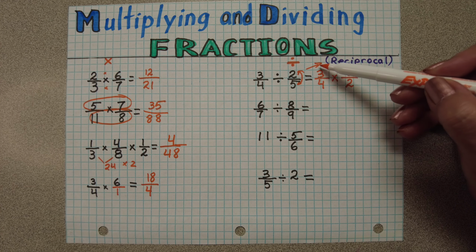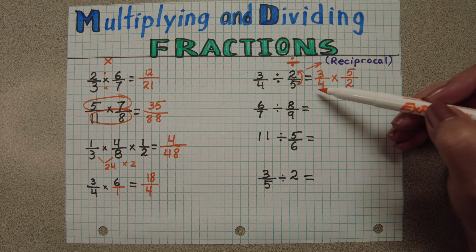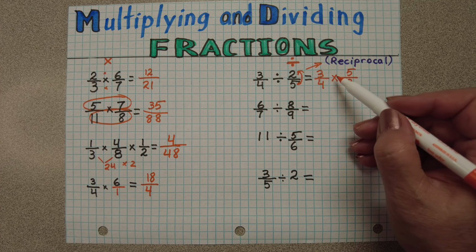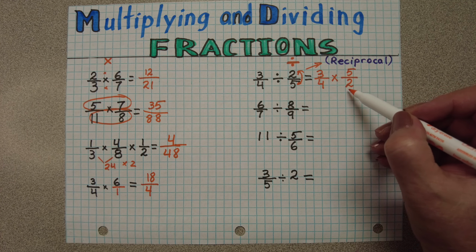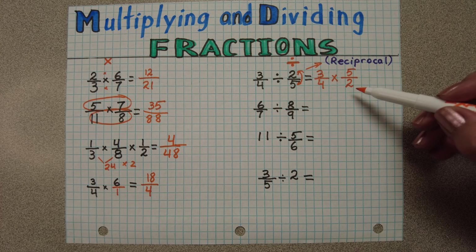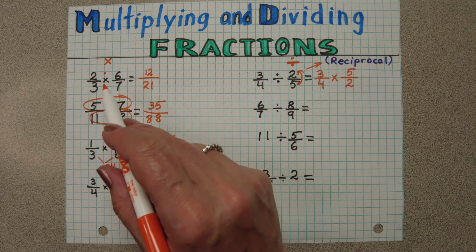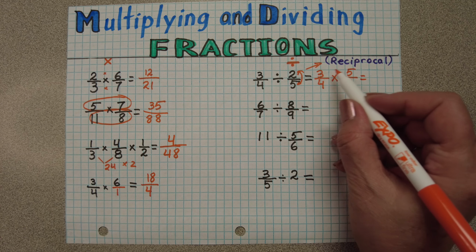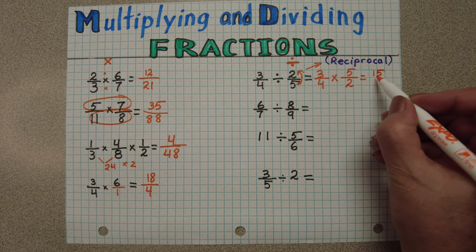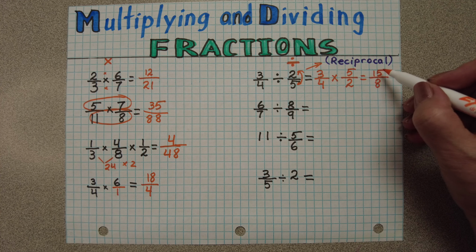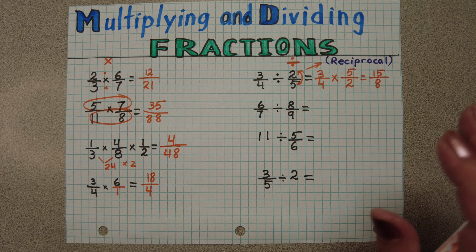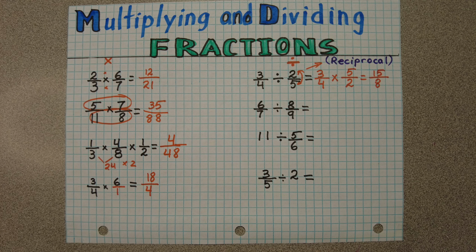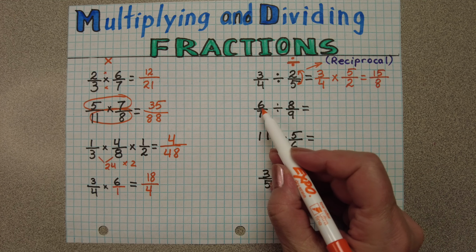So what we did, we kept the first fraction the same. Instead of dividing, we multiply. We got the second fraction's reciprocal. We turned it. Now we already know how to multiply. We can multiply. 3 times 5 is 15. 4 times 2 is 8. Again, the numerator is bigger. This is an irregular fraction, but we leave it like this. We're not going to simplify now. We're just talking about how to divide. Let's go to the next one.